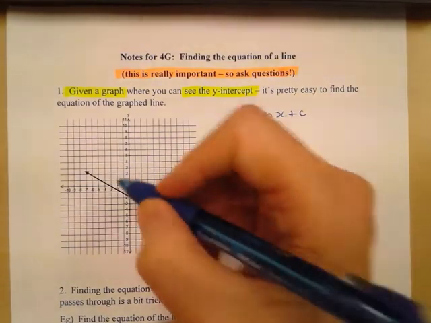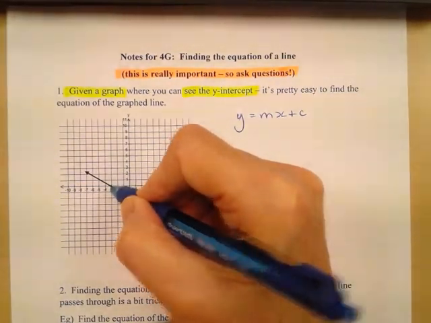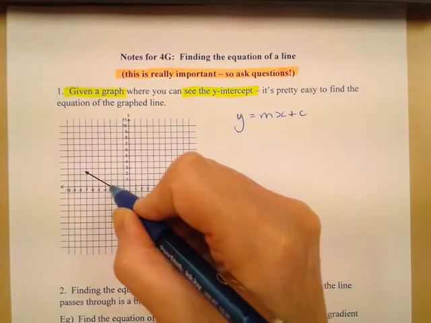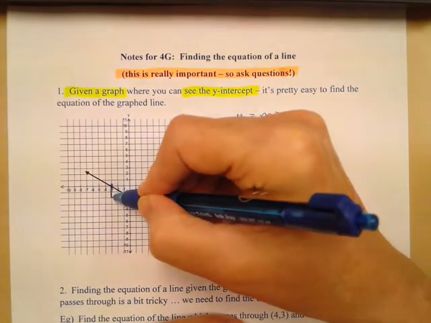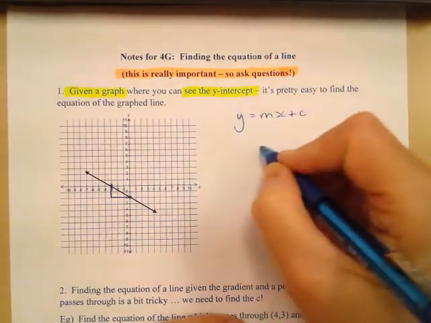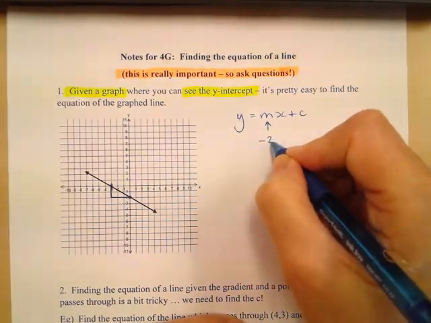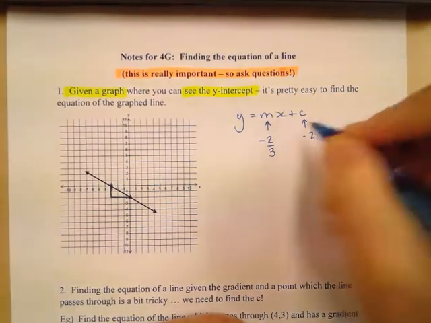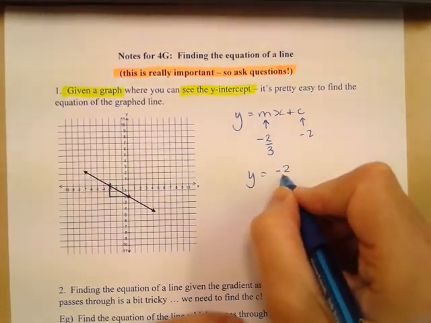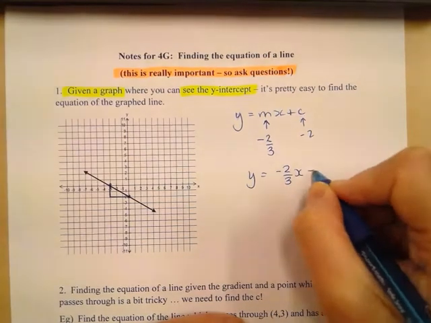All you have to do is get 2 points that you can see, and I can see these 2 points here. You've got to make sure that you can see them. And this one goes down 2 over 3. So I know that the gradient is down 2 over 3, and I can see that the y-intercept is -2. So I'm done. Y equals -2 thirds x minus 2.